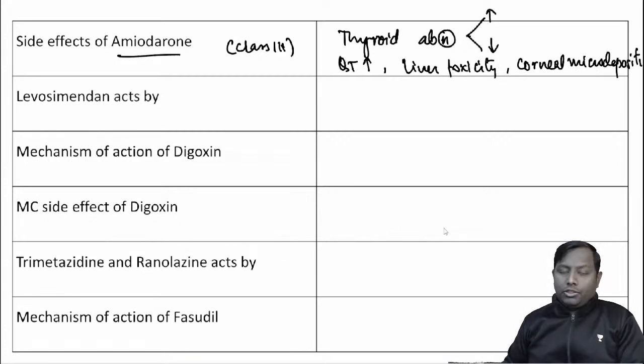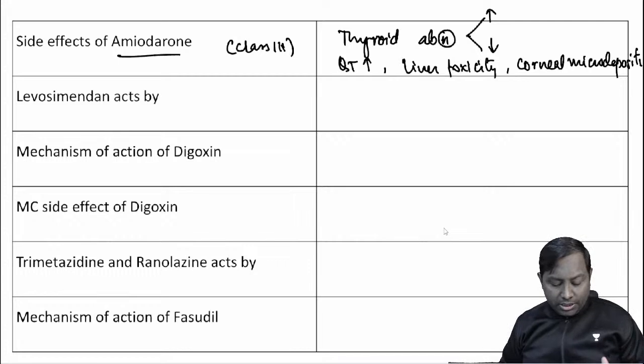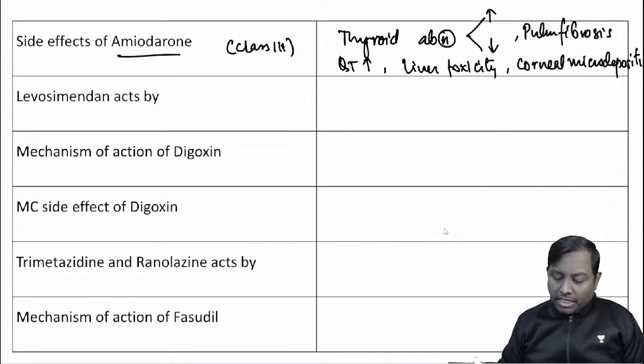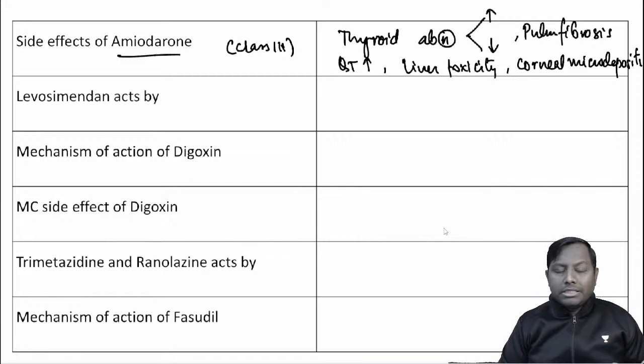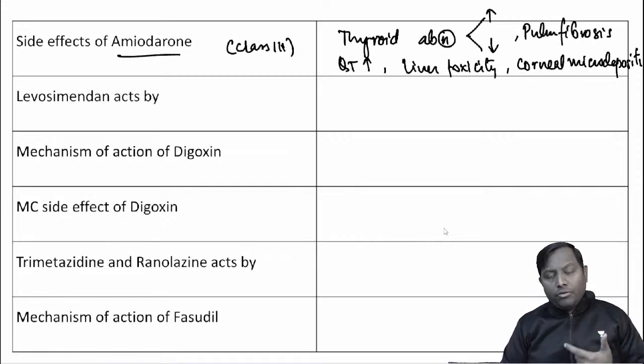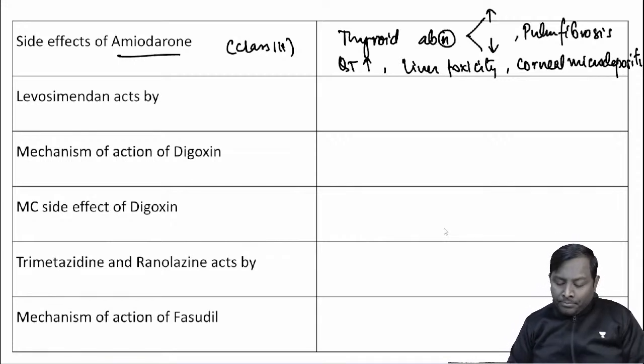Pulmonary fibrosis is also one of the side effects. If the examiner asks which of the following investigations you will be asking on follow-up, you can ask for the TSH level or thyroid function test, LFT you can ask, ECG you can ask.